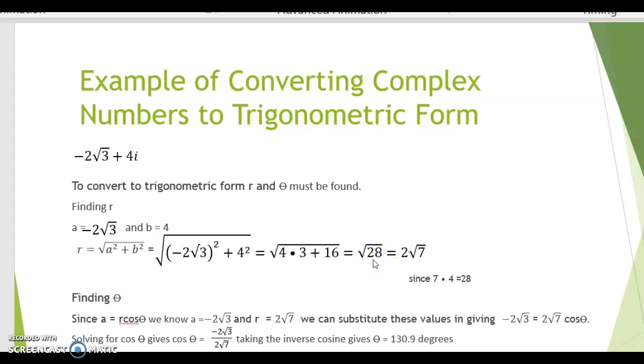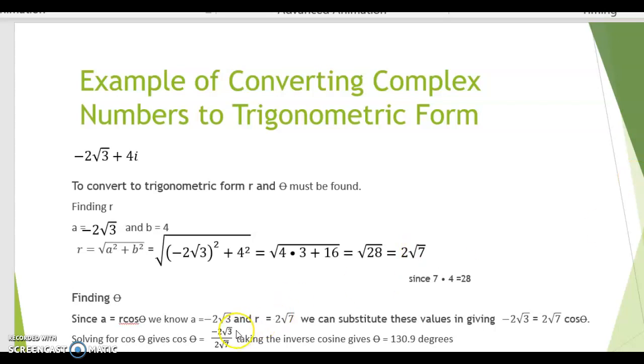And when we simplify that, the square root of 28 is the square root of 7 times 4. 4 is a perfect square, so we pull that from under the radical. The square root of 4 is 2. 7 is a prime number, so it remains under the radical.